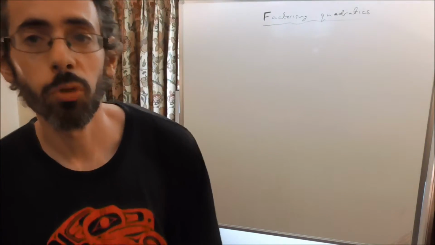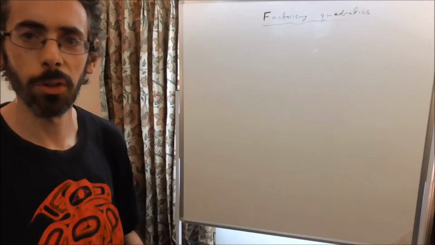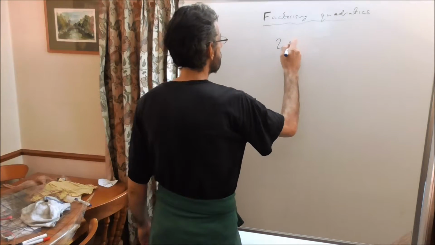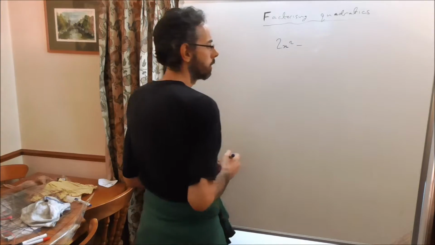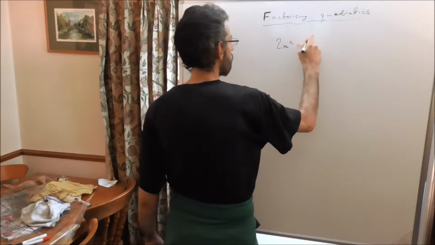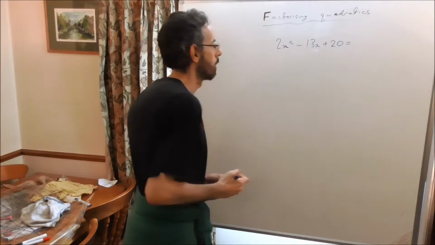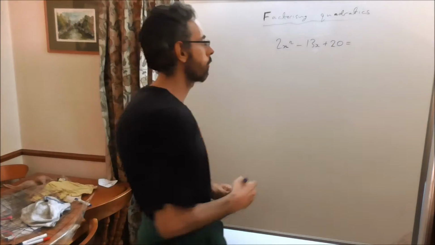Right, let's do a couple more examples with minus signs now. These next two are going to be a bit different from the last two. So 2x squared minus 13x plus 20. So double brackets as always.